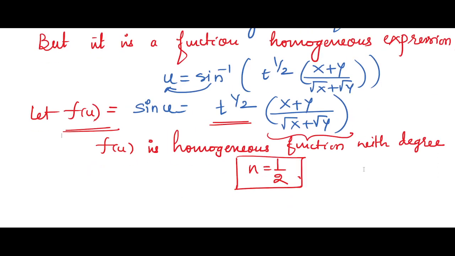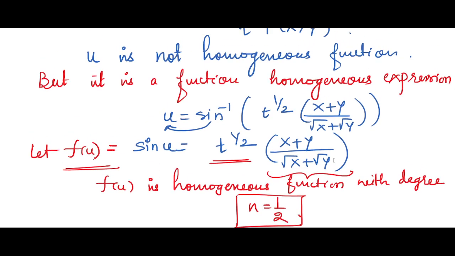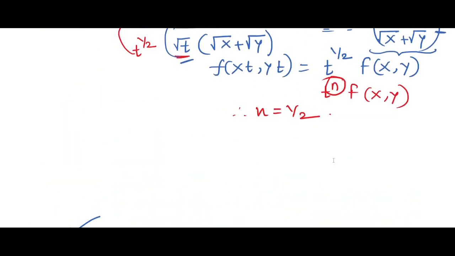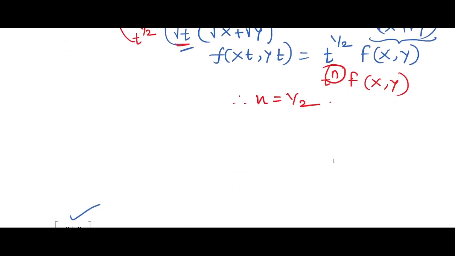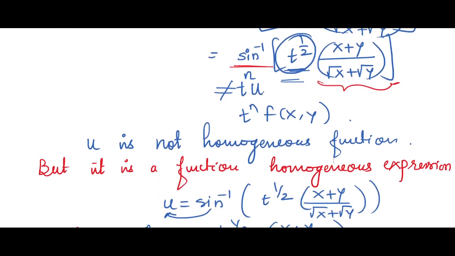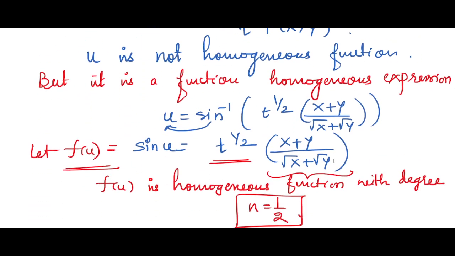So in this way we will check whether the function is homogeneous or not. There are two cases we have now seen. In the earlier examples, the first and second example, in both cases the function is homogeneous, but in the third example the function is not homogeneous, but it is a function of a homogeneous expression. So I hope everyone understood how to check whether the function is homogeneous or not.